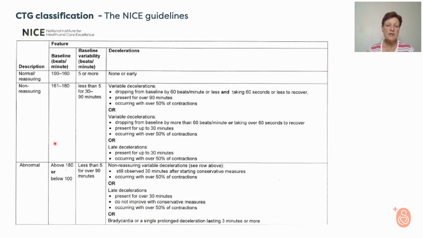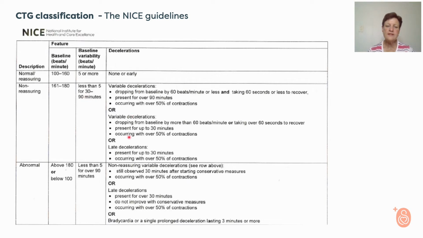A normal fetal heart rate would be between 100 and 160. The baseline variability would be 5 or more, and no or early decelerations in the deceleration category. And the non-reassuring category is a fetal heart rate of 160 to 180, in other words, a mild tachycardia, and then a baseline variability of less than 5 for 30 to 90 minutes, to exclude the sleeping cycle.